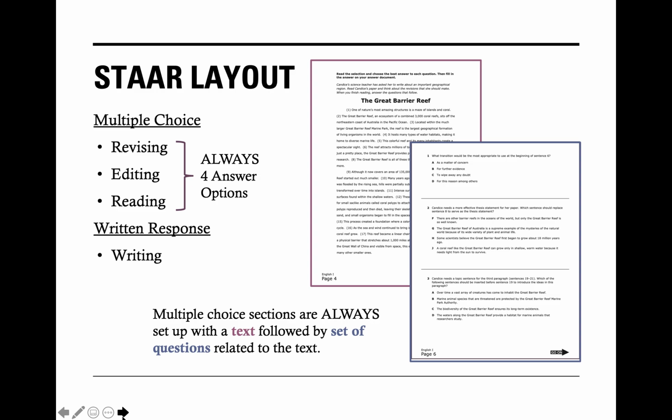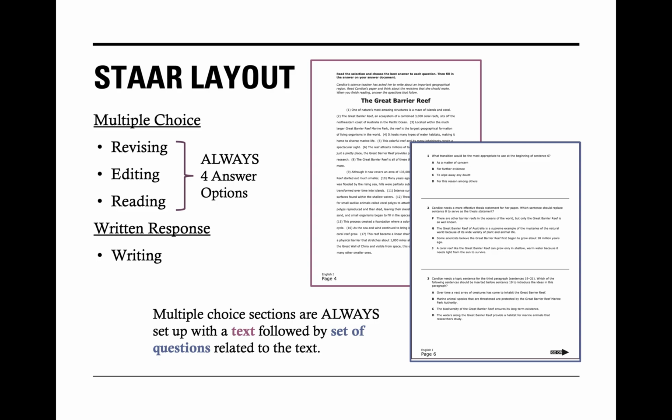So for the STAAR layout, some of you have seen the STAAR before, some of you have not. So I kind of want to give you just a brief overview of everything that's contained within the STAAR so that you're not surprised by it. So it is broken up into 4 sections. We have the revision, editing, and reading, which will always be multiple choice, and they're always going to have only 4 answer options. They'll never have any more or any less.